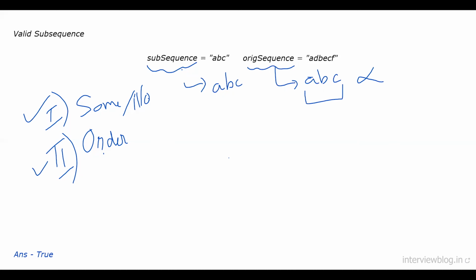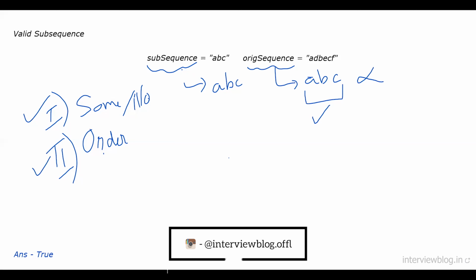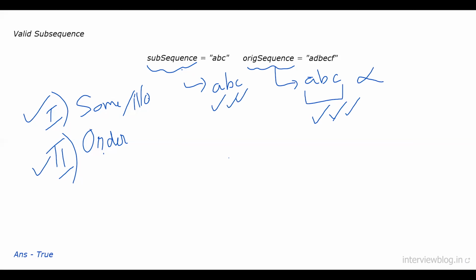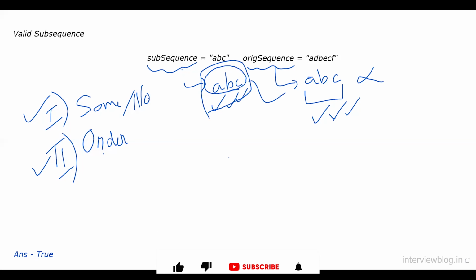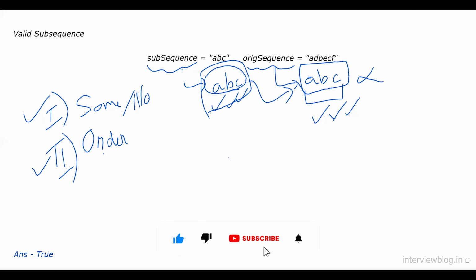The second condition to check is the order of the elements present in the subsequence should be in the same order as it is present in the original sequence. As you can see, this is our original sequence. A occurs first. So in our subsequence also, A occurs first, followed by B in the original sequence, followed by B in the subsequence, and followed by C in the original sequence, and followed by C in the subsequence. So in this example, we can see that this ABC is a valid subsequence of this original sequence, which is A, B and C. So in this case, our function will return true.